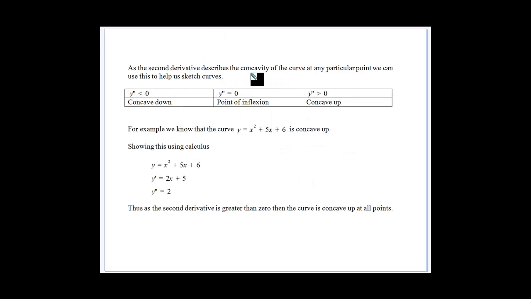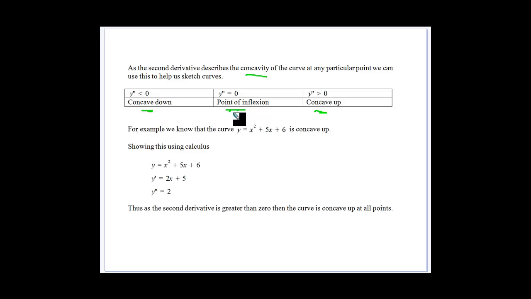So what does it mean when we see different values of our second derivative? The second derivative, we said, describes concavity, and if the second derivative is less than 0, the curve will be concave down. So any part of the curve that's concave down will have a negative second derivative. And if it's positive, it's going to be concave up. Where it's equal to 0, that's where we will have a point of inflection.